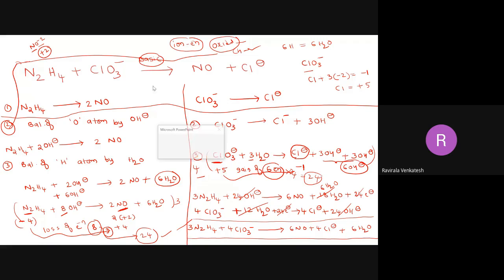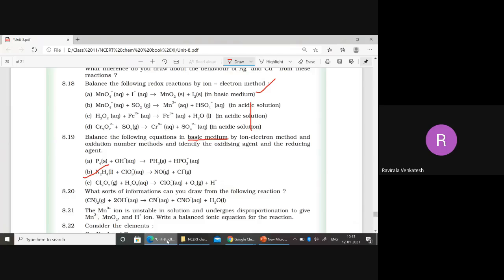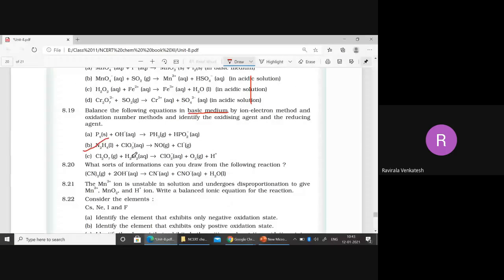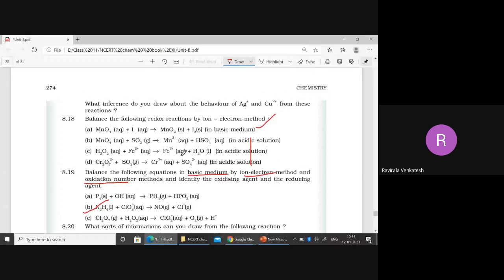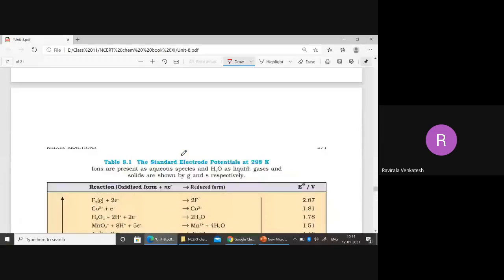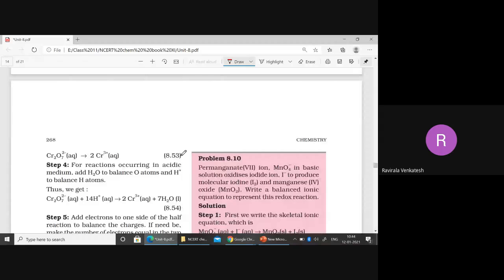So with this, we have taken many number of classes in balancing of these chemical reactions. Now, after this class, again I'm saying you practice all these in the notebook itself, including ion electron method and oxidation number method. Practice all these things. In addition to this, the textbook also has questions given, I mean, in example problems.